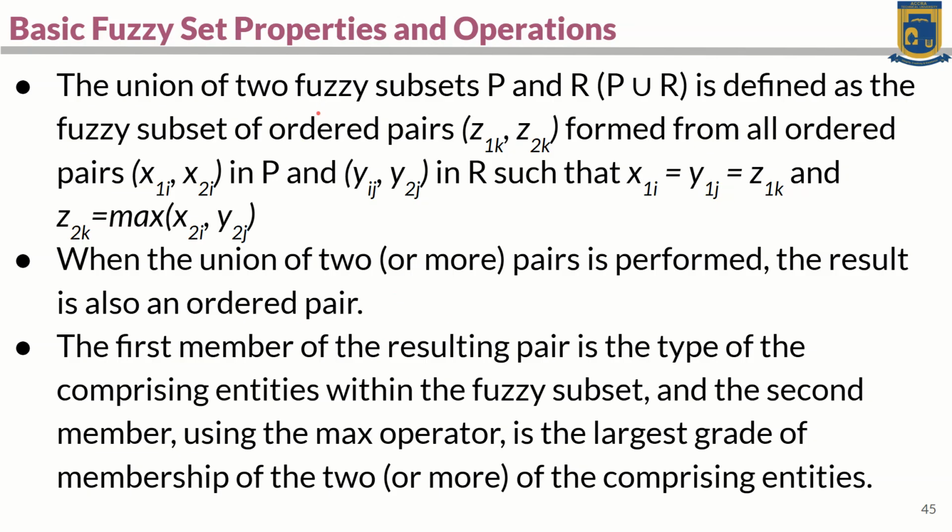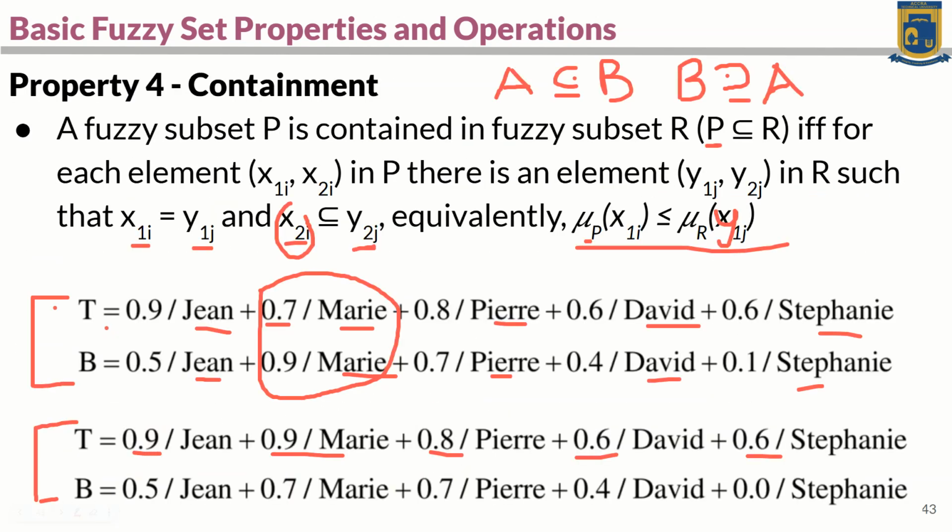The union of two subsets P and R, which is written like this, is defined as the fuzzy subset of ordered pairs. I've already explained the ordered pair, right? This is the member, and this is the degree of membership, formed from all the ordered pairs. So if you are dealing with 2 or 3 or 4 subsets, you have to know that all this while we've been dealing with only 2 subsets. Can you have 3? Can you have 4? Yes, it's possible to have 3, 4, or even 5 subsets. All this while, it is only 2 subsets we've been dealing with.